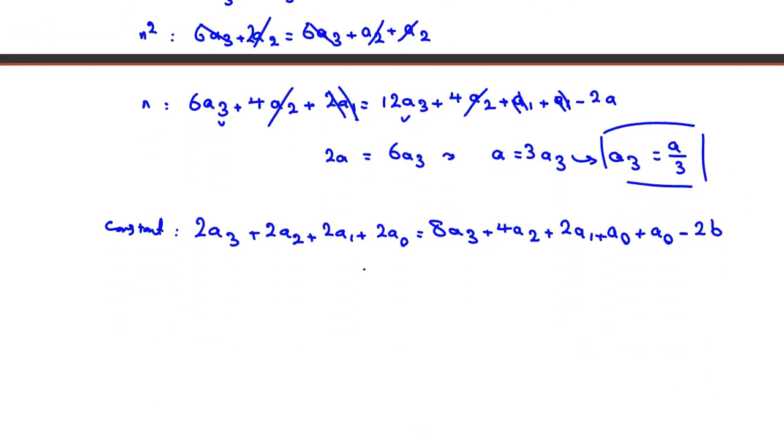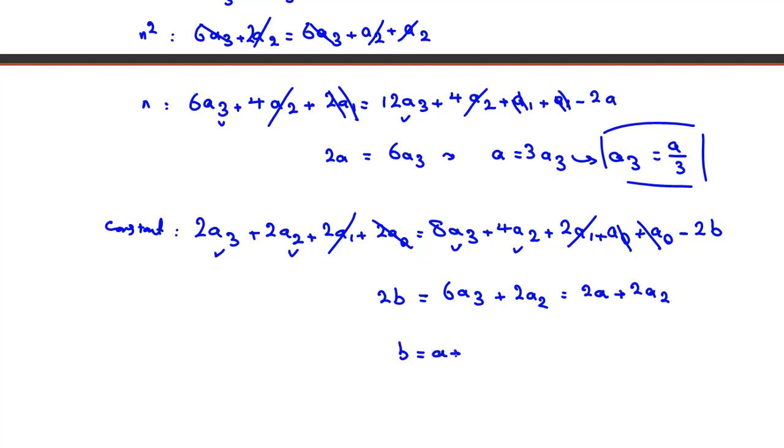Now, if we consider these constant terms, 8a3 minus 2a3 is 6a3, we've considered this and this. For a2, it will be 4a2 minus 2a2. 2a1 will be cancelled. 2a0 will be cancelled. Minus 2b. So it is equal to 2b. And we know a3 is a over 3, so 6a3 is 2a, plus 2a2. So if you divide by 2, b equals a plus a2. So we conclude a2 is b minus a. Okay, so we found a2.